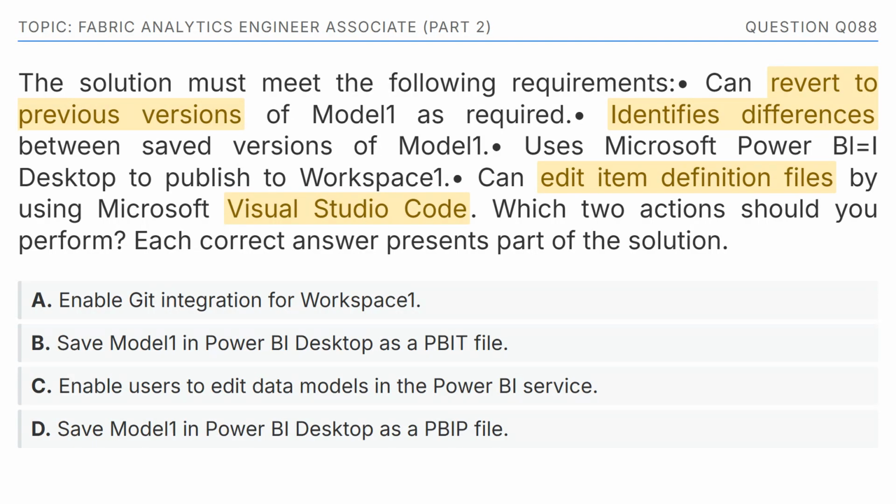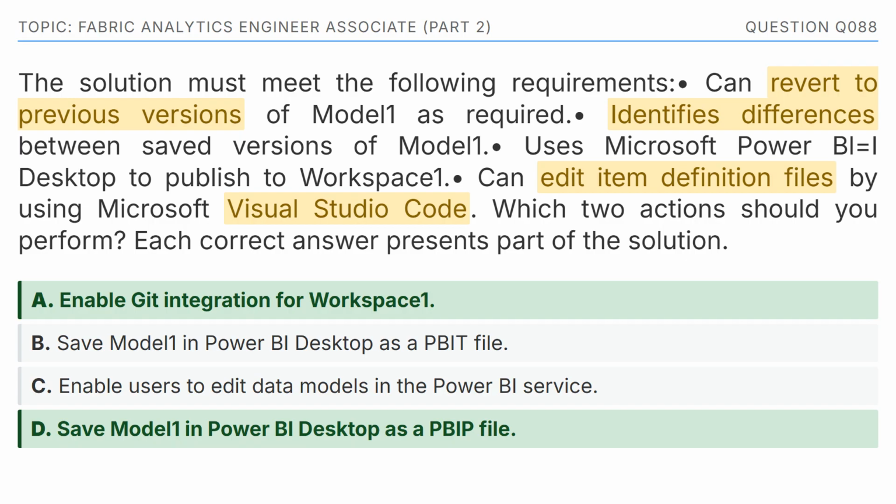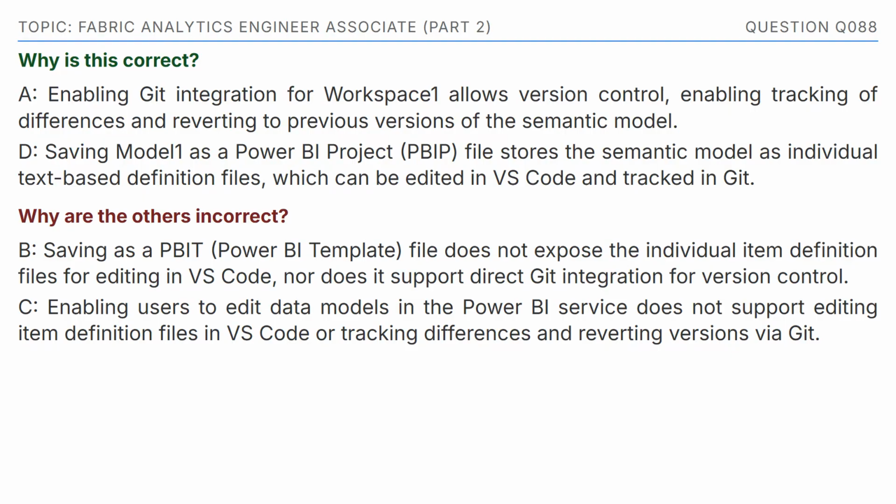To arrive at the correct answer, we focus on the keywords: revert to previous versions, identifies differences, edit item definition files, Visual Studio Code. The correct answers are Option A, enable Git integration for Workspace 1, and Option D, save Model 1 in Power BI Desktop as a PBIP file. Why is this correct?